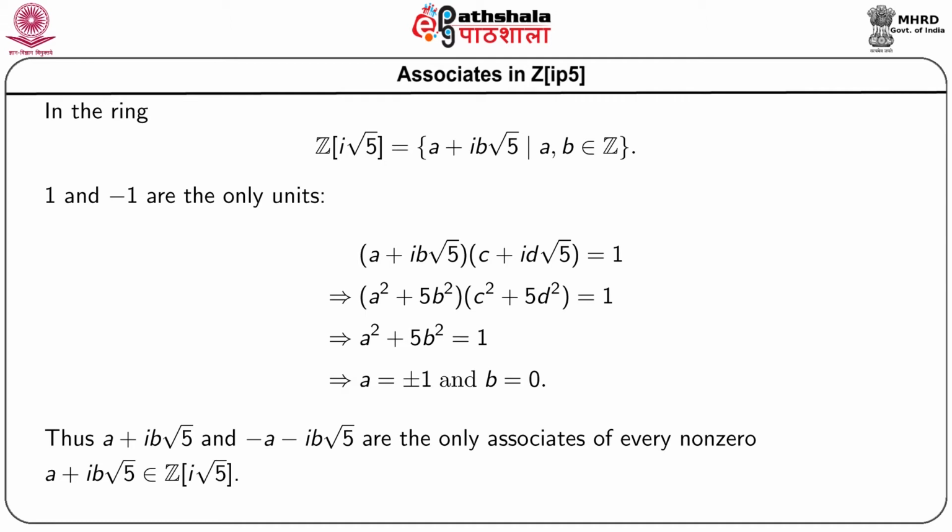Thus, every non-zero element a plus i b root 5 in Z[i root 5] has two associates. One is a plus i b root 5 and the other is -a minus i b root 5.